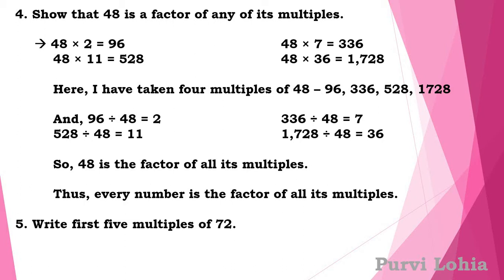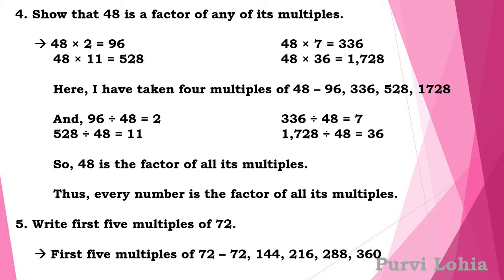Next question, write the first 5 multiples of 72. So here also you have to multiply 72 to 1, 2, 3, 4 and 5. So we will get 72, 144, 216, 288 and 360.